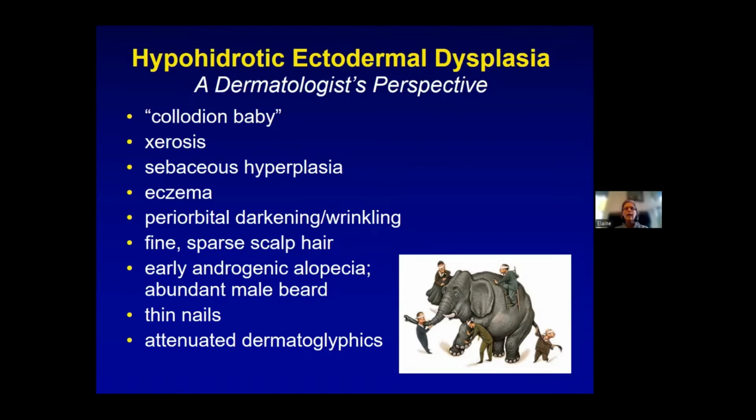Fine, sparse scalp hair is another aesthetic concern. And interestingly, although males have early onset androgenetic alopecia, conversely, they have this really abundant male beard for reasons we don't understand very well. Nails can be thin, and the dermatoglyphics are often attenuated. Next slide.